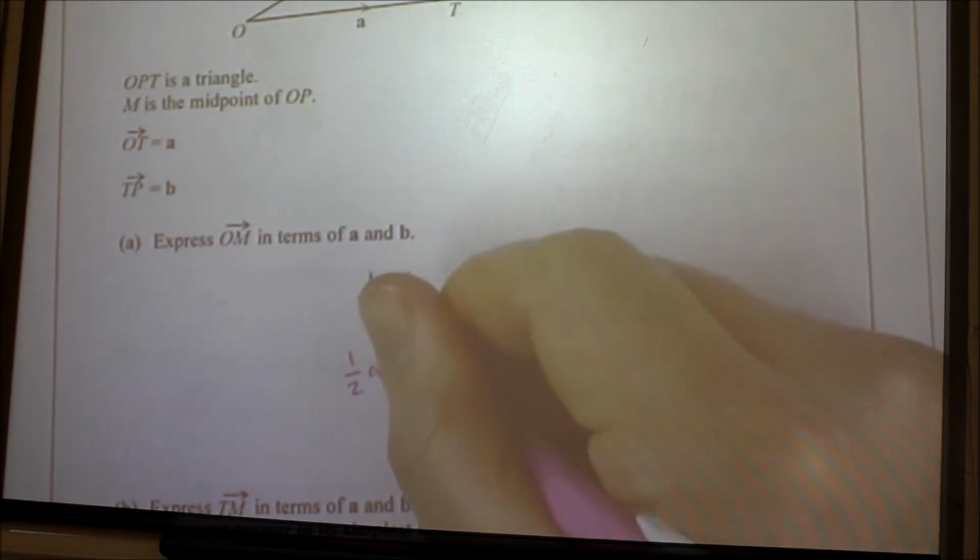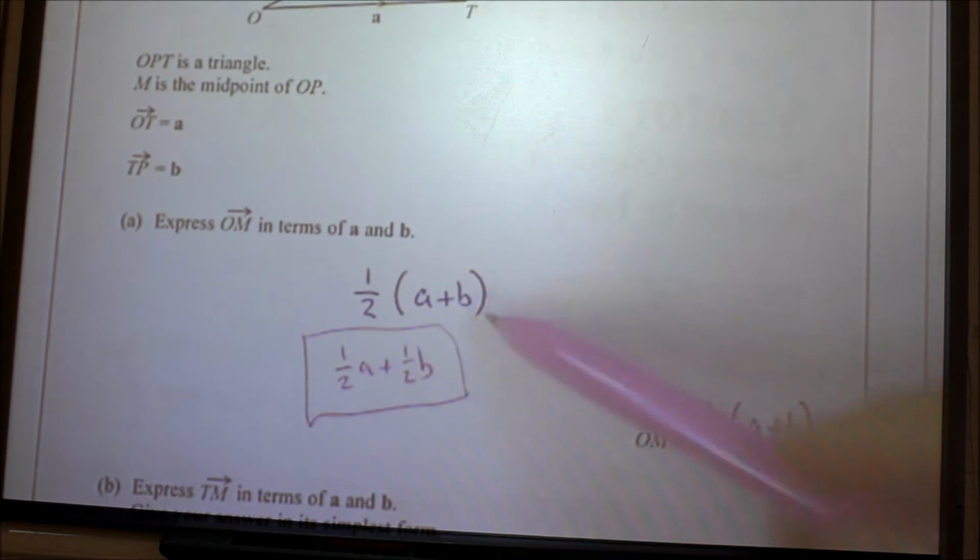Or you could have written it a half A add a half B. That is also fine, but I've factorised it and put it there. So that's your 2 marks for that one.